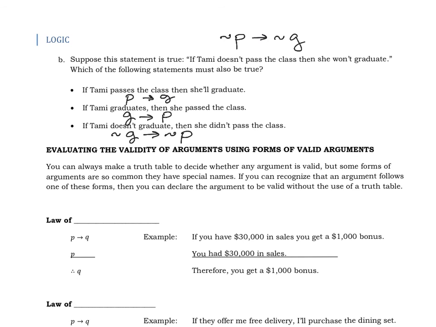So what is its logically equivalent? It would be the converse. So I should be looking for a G then P. So it looks like this statement here, if Tammy graduates then she passed the class, would be the equivalent. That would also be true.